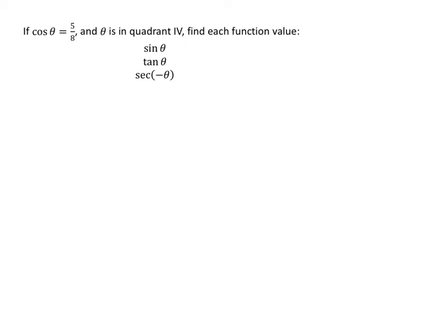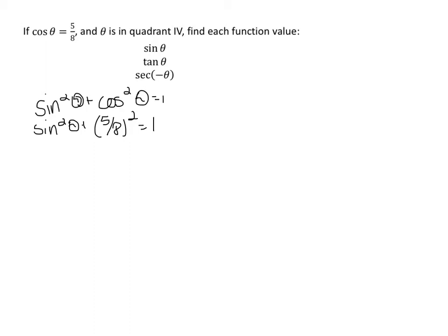So in order to find the sine, we need a fundamental identity that relates sine and cosine. And we know that that's the Pythagorean identity. Here I just did 1 minus 25/64, so that's 64/64 minus 25. That gives me 39/64. Taking the square root of both sides, it's the negative square root of 39 over 8.